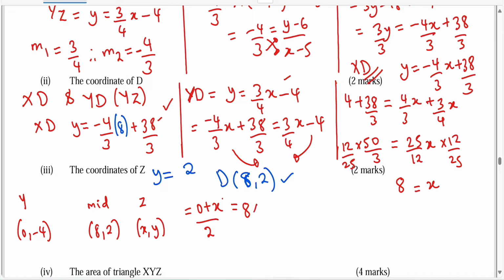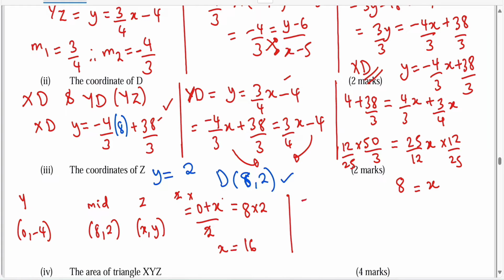So kitu ambacho lazima tufanye ni times 2. Times 2 ndio hiyo 2 itoke. So x yetu hapa tayari tushapata ni 16. 0 plus x ni x, sorry. Bado kupata y, sio? Na y pia the same thing.